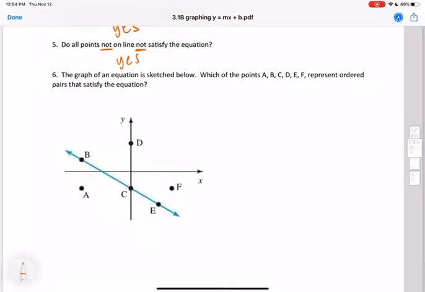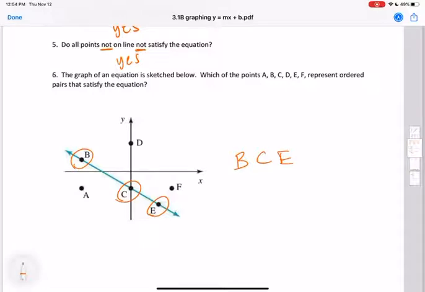Number 6, the graph of an equation is sketched below. Which of the points represent ordered pairs that satisfy it? Well, we just said it's all the points that are on the line, right? So which letters are on the line? B, C, and E. All you have to do for that one.